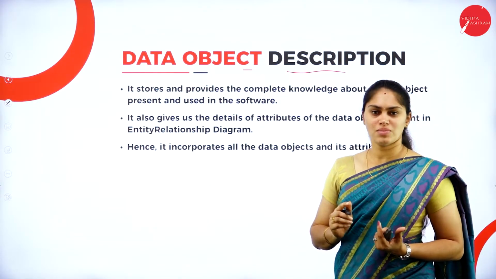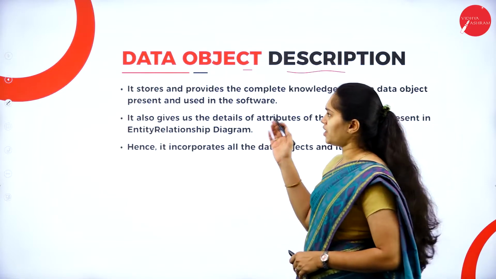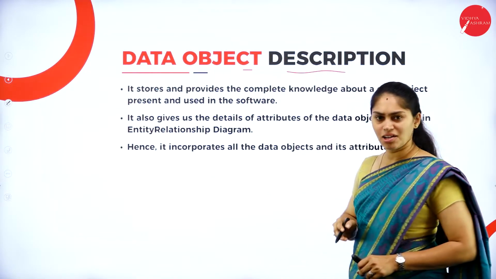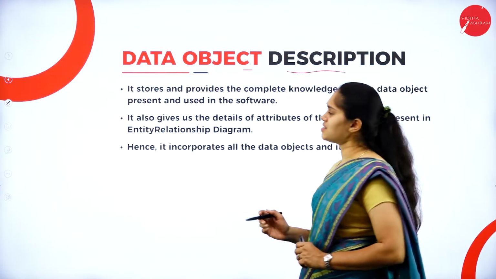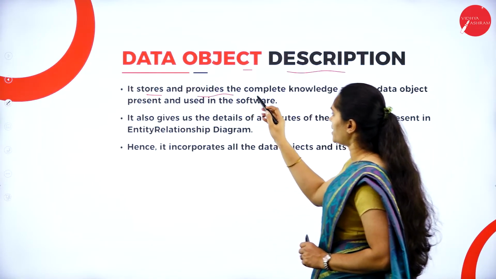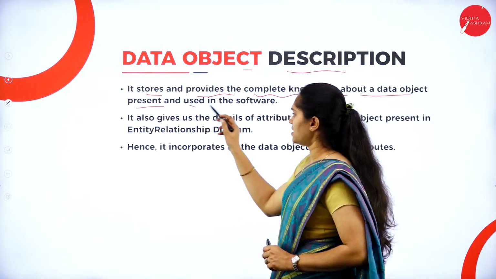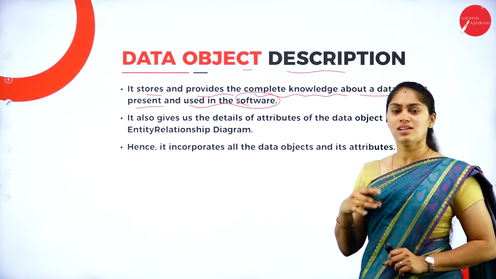At last we have the data object description. Already we know about the object, the real time element. With the help of this data object description, mainly it is going to help us store and provide the complete knowledge about a data object which is present and which we are going to use in a software.